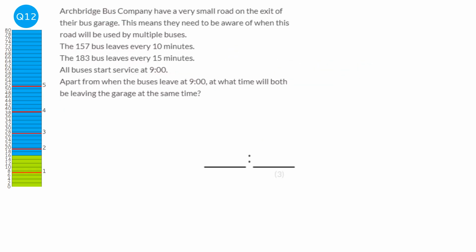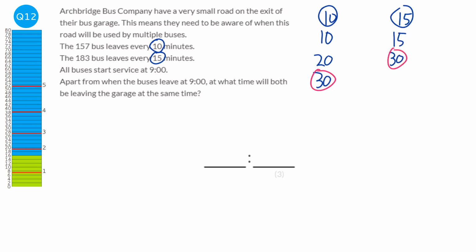To answer this question, we basically need to find the lowest common multiple of the 10 minutes here and the 15 minutes here. So we're going to start off just by doing the 10 and 15 times tables. So it'd be 10, 20, 30, and the 15 times table with 15 and 30. So the lowest common multiple is 30. So after half an hour, these buses will sync up. They'll both leave at the same time. And all buses start service at 9 o'clock. So it will be half an hour after 9 o'clock, which will be 9:30.